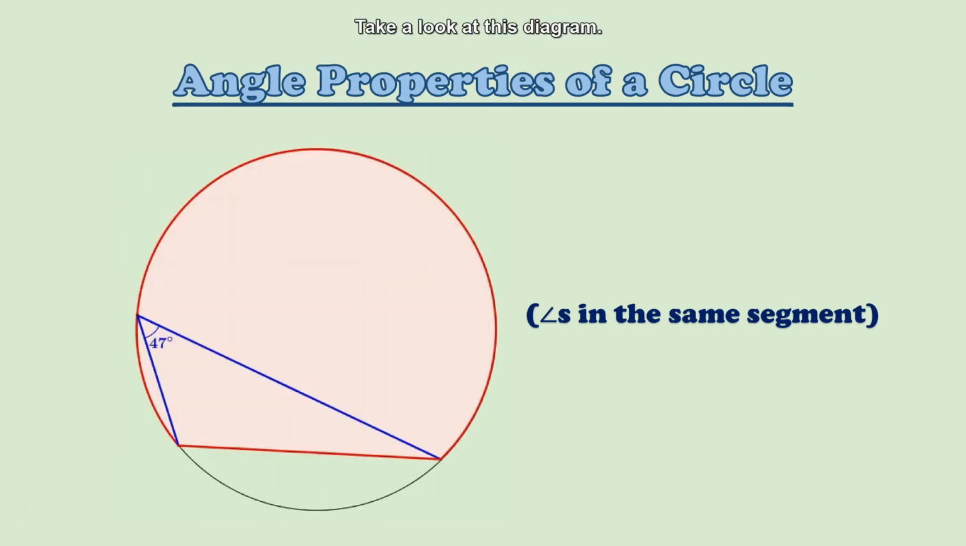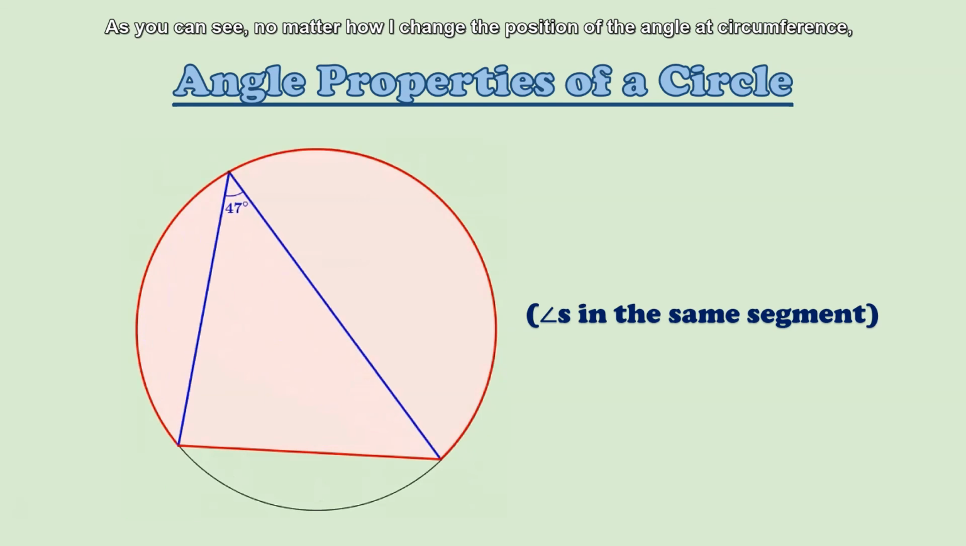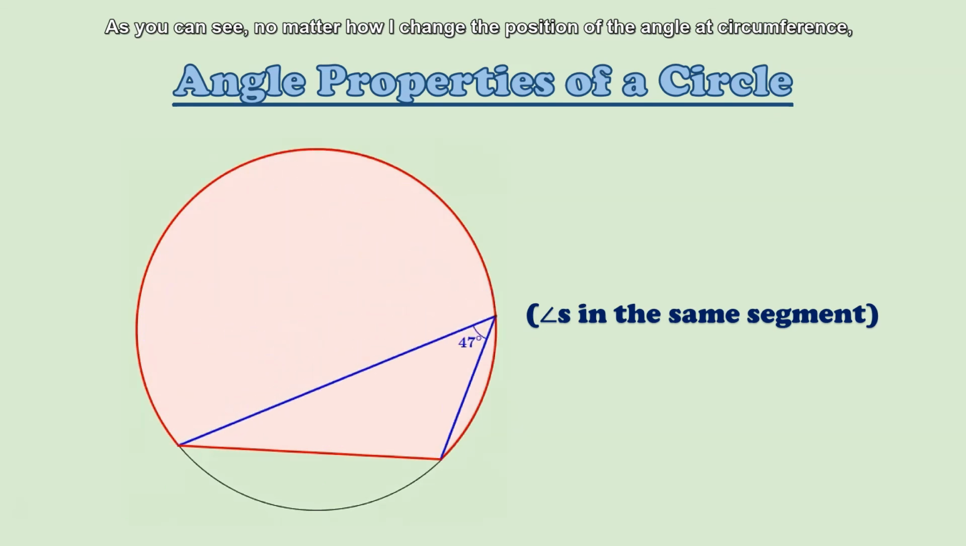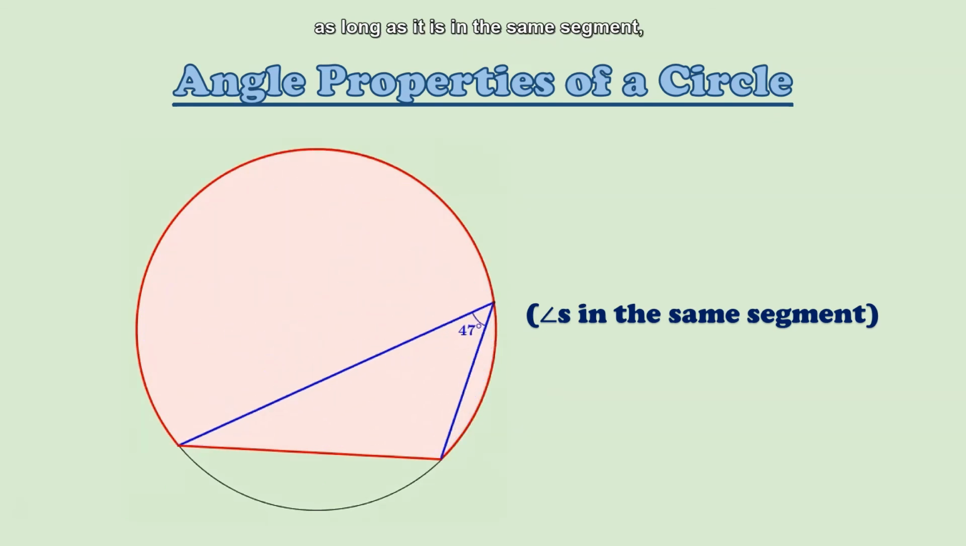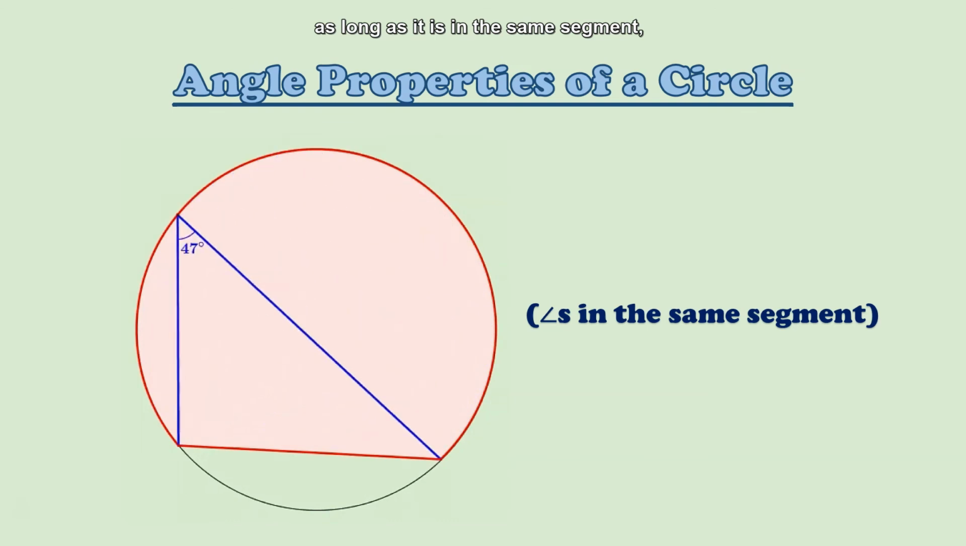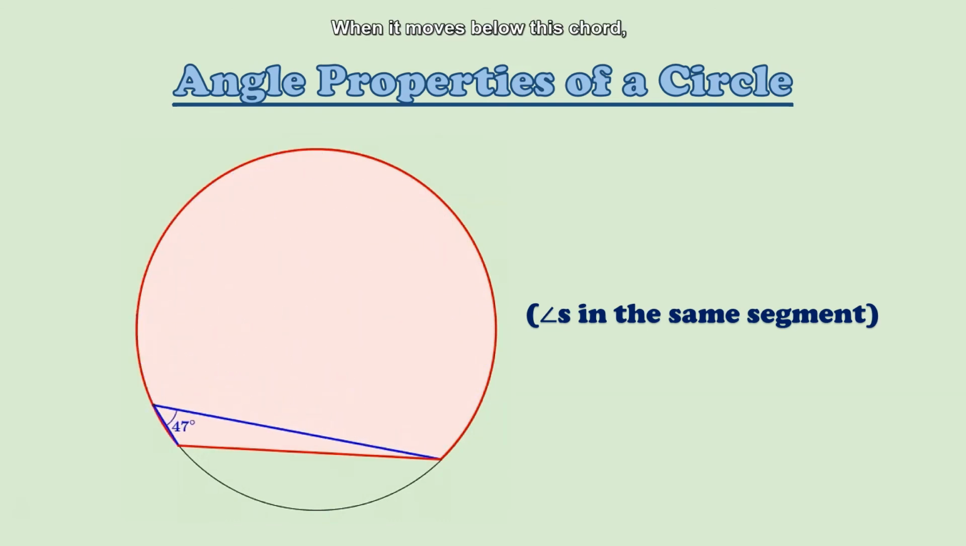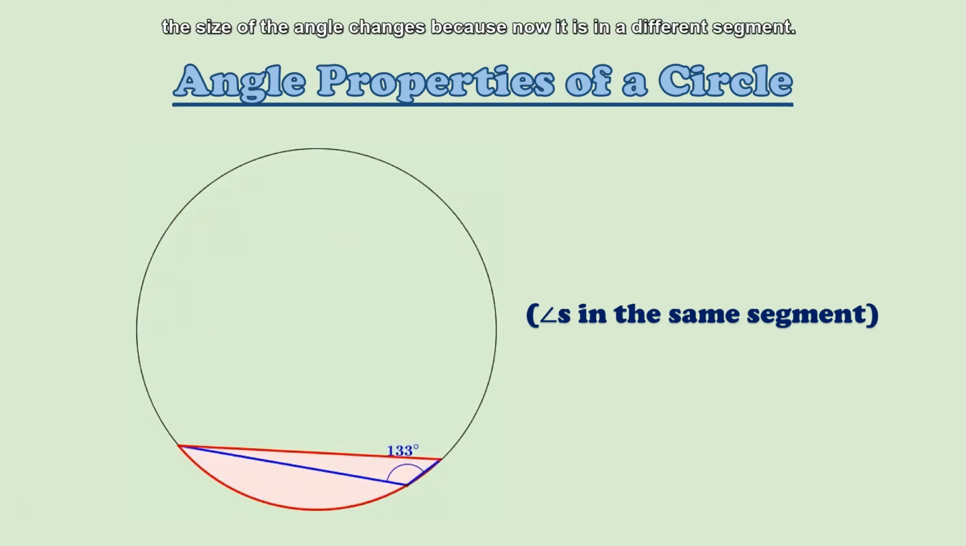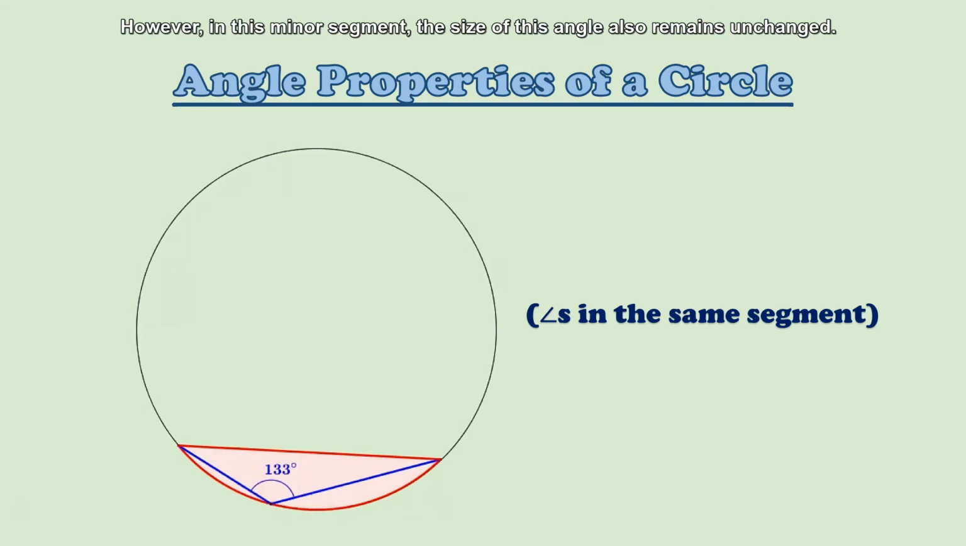Take a look at this diagram. As you can see, no matter how I change the position of the angle at circumference, as long as it is in the same segment, its value remains unchanged. When it moves below this chord, the size of the angle changes because now it is in a different segment. However, in this minor segment, the size of this angle also remains unchanged.